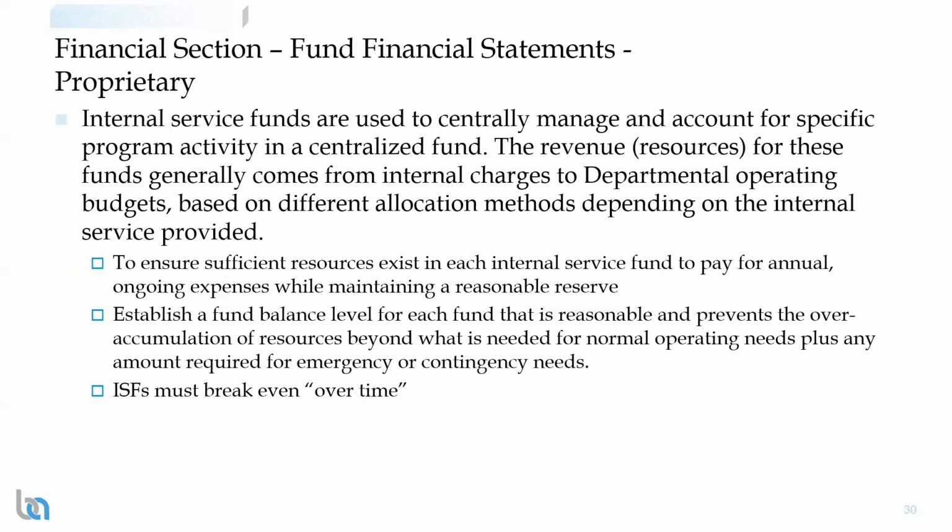So I may have already spoken in advance here, but to summarize, internal service funds should break even over time. If they're continuously running in deficits, it's something to reevaluate when you're doing your books.